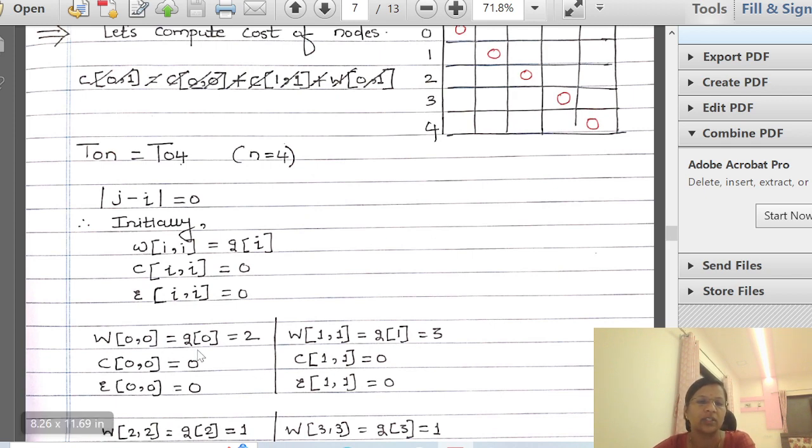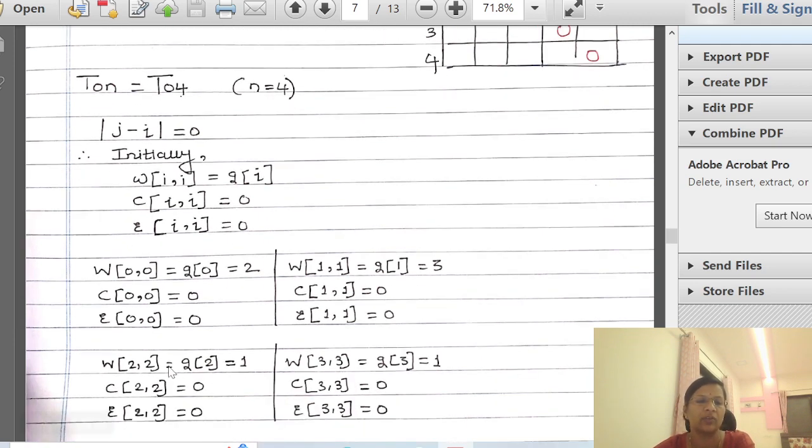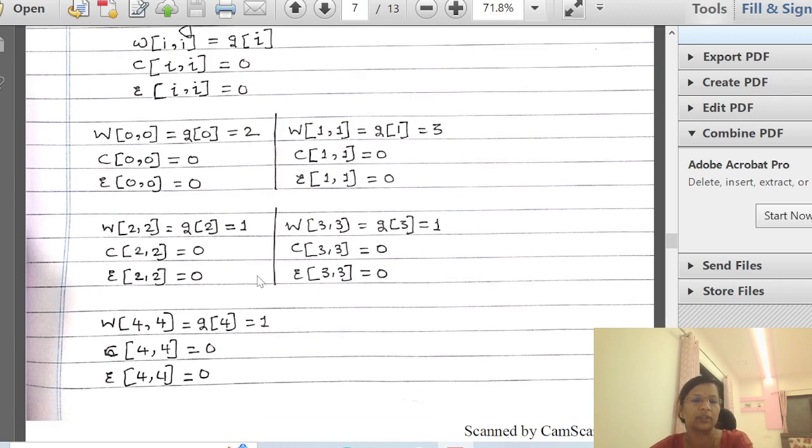So W of 0 0 will be equal to Q of 0, that is equal to 2, and cost and root values will remain 0. W of 1 1 will be equal to Q of 1, so that is equal to 3, and the remaining values will be calculated in the same way. Anyway, cost and root are going to be 0 for all. Only weight values will be assigned the values already specified in the probability of unsuccessful search.